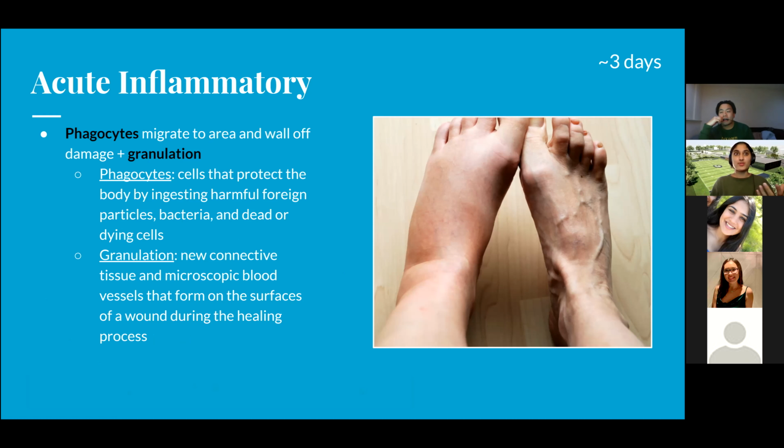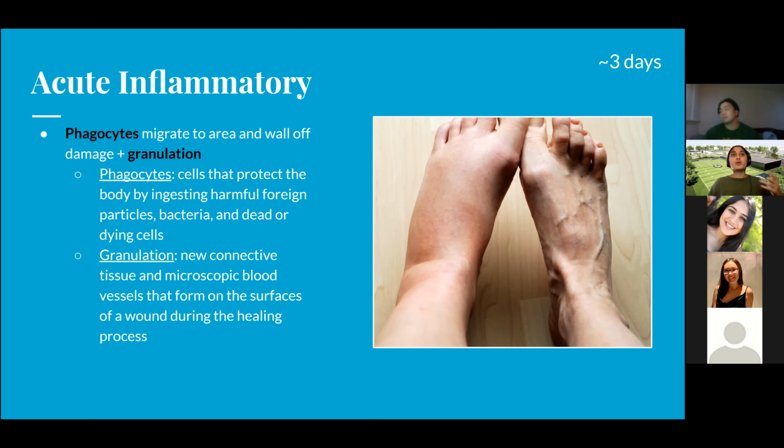So let's talk about what those two terms mean, right? Phagocytes are basically cells that protect the body by ingesting any sort of harmful foreign particles, bacteria, and dead or dying cells. So they're part of the immune system response. I think of them as little Pac-Man, right? They're just collecting some sort of garbage. Then we also have granulation, which is new connective tissue and microscopic blood vessels that form on the surfaces of a wound during the healing process. So we're getting some more nutrients to the area to help promote the healing.